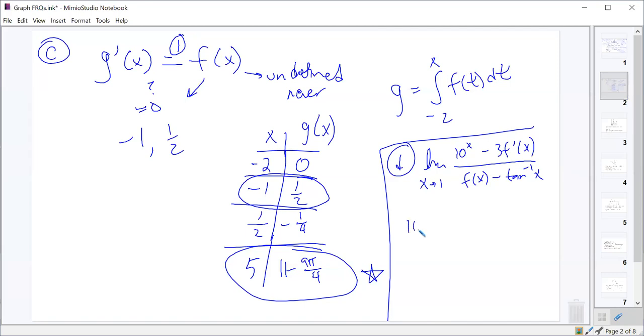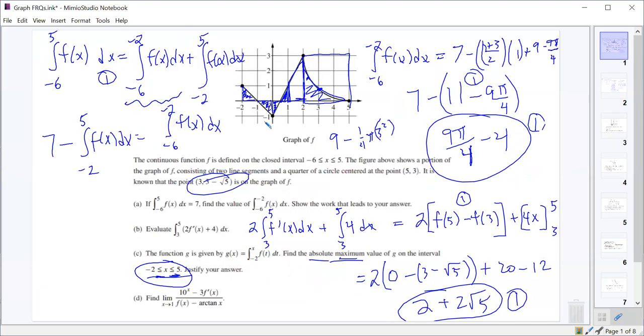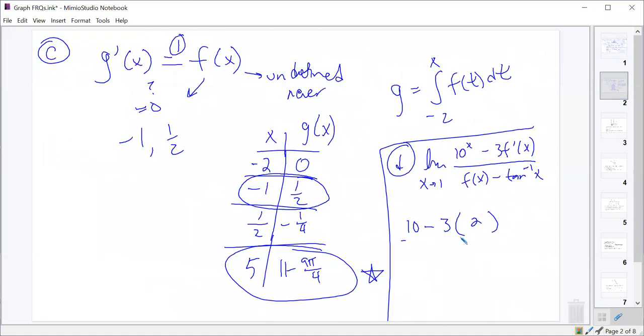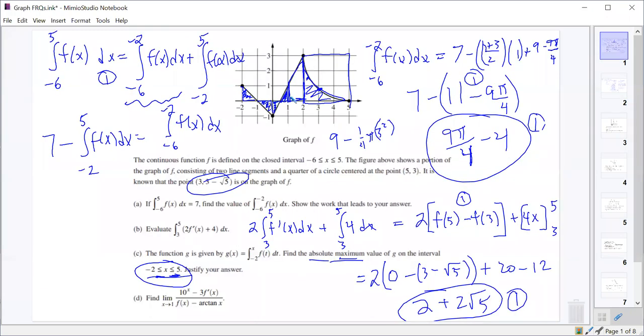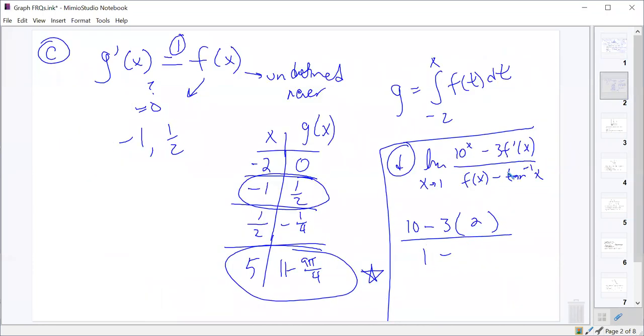If you plug in 1, you get 10 minus 3 times f prime of 1. So f prime of 1 is the slope of f at 1. Well, the slope of f at 1 is 2, right? Up 2 over 1 for this linear piece. So times 2, and then over f of 1, which we should be able to find. f of 1 is just 1. We can see that from the graph. And the inverse tangent of 1 is pi over 4. So we end up with 4 over 1 minus pi over 4. And that's your final answer.